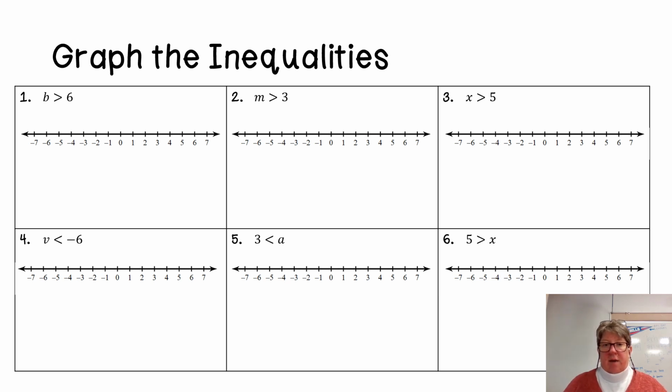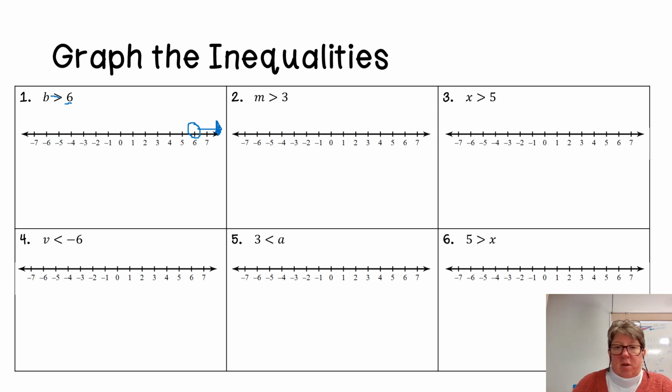All right, so we are going to graph these inequalities. If b is greater than 6, I am going to look at my value, 6. I'm going to put my open circle on 6, and b is greater than, so this is pointing to the right. So this is my solution: my circle at 6 and the arrow to the right.